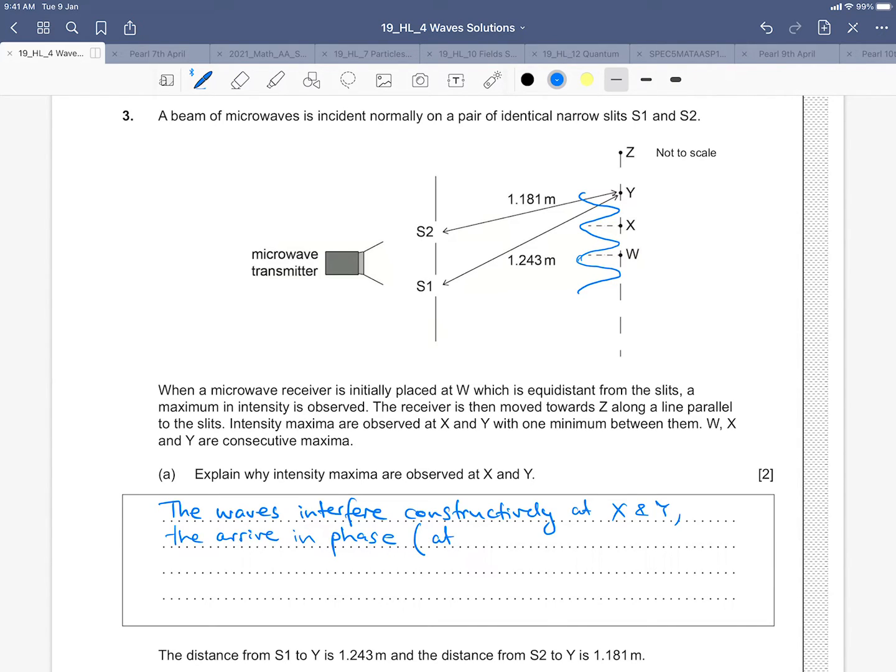You know, at X we have a path difference that is equal to 1 wavelength. The path difference is lambda. At Y it is 2 lambda, etc. So they arrive in phase and the amplitudes add to give a maximum amplitude.